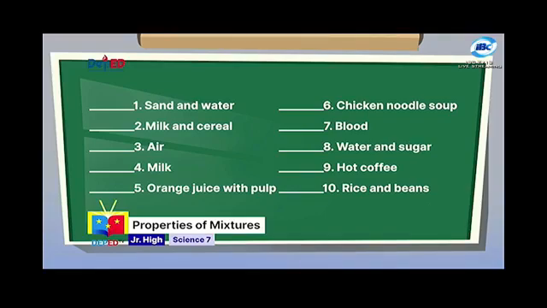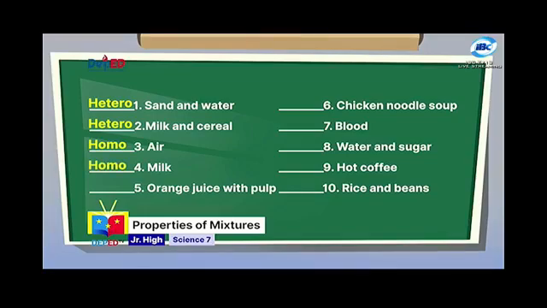Now, let us check your answers. For number 1, sand and water is a heterogeneous mixture. The answer is hetero. 2, milk and cereal. The answer is hetero. 3, air. The answer is homo. Number 4, milk. Milk is also homogeneous, so the answer is homo.